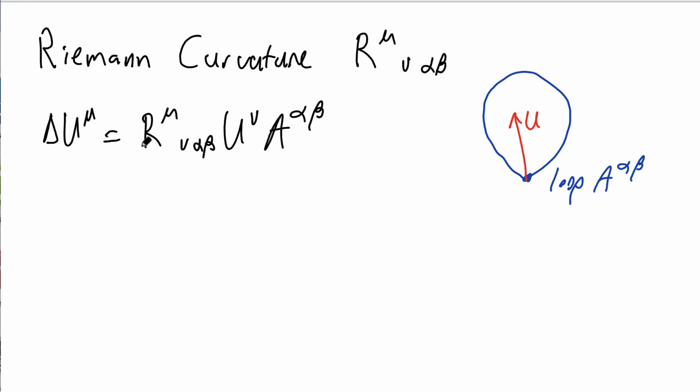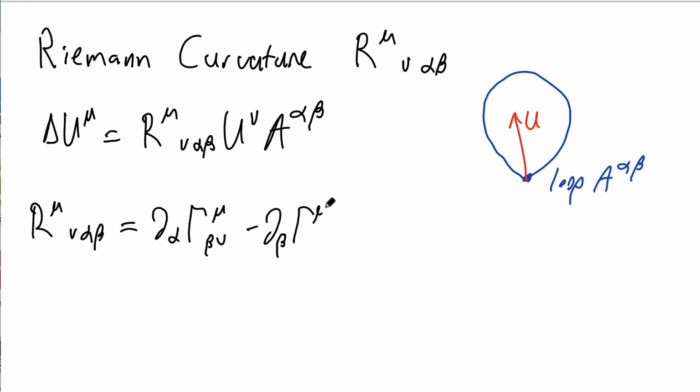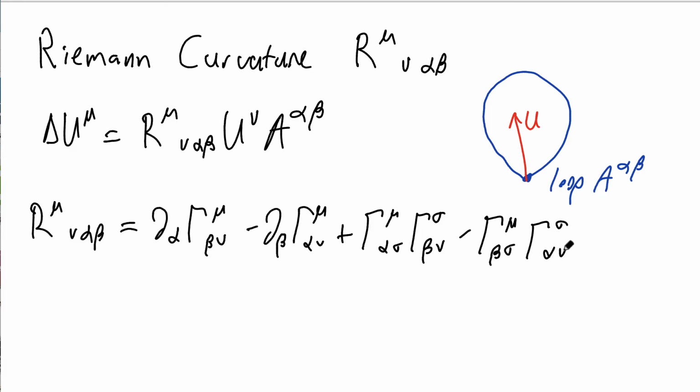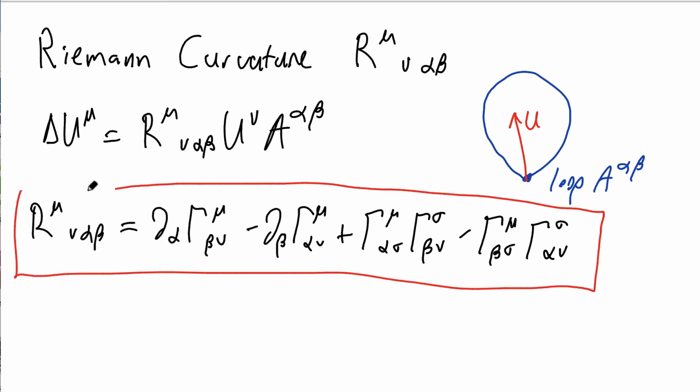In carrying out this calculation, we found that the Riemann tensor can be defined in terms of the Christoffel symbols as partial alpha gamma mu beta nu minus partial beta gamma mu alpha nu plus gamma mu alpha sigma gamma sigma beta nu minus gamma mu beta sigma gamma sigma alpha nu. So this is the Riemann tensor, or the components of the Riemann tensor, and it completely characterizes the intrinsic geometry of space-time.